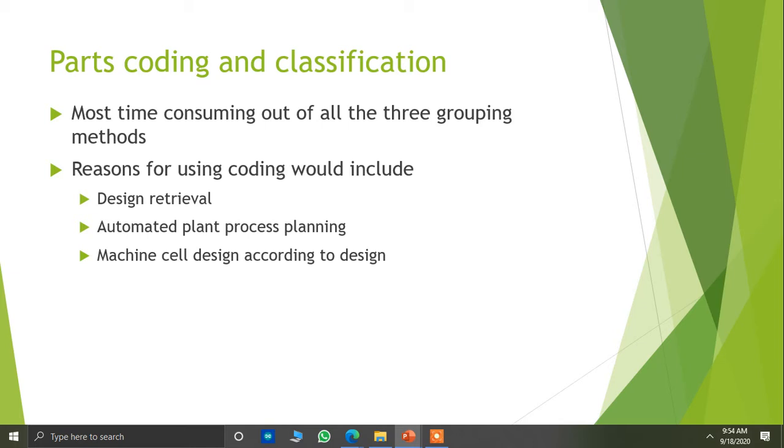And the third one is machine cell designing. What do you mean by machine cell designing? I have told you in the previous example. Each set of machines grouped together is called a cell. So when you want to design a whole cell, it is based on your design only. But your design has an attribute of coding. So the coding and the designing would be on par with each other, dependent on each other. Your machine cell designing and your part coding are dependent. So that's the reason you have to go for coding.